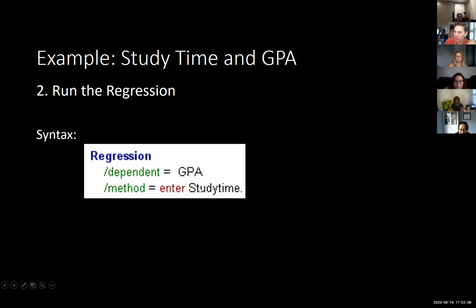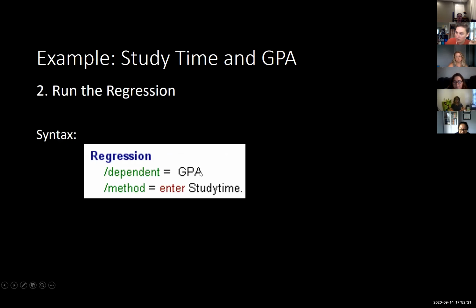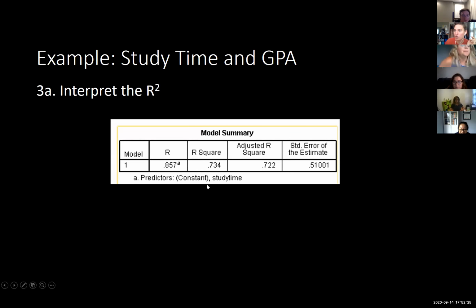Now I'm going to run the regression. I did not recenter these first, just FYI. You can choose to not do that. You just have to be careful about your interpretations. So I have entered my study time as a predictor of GPA. Now I'm going to interpret my R-squared.